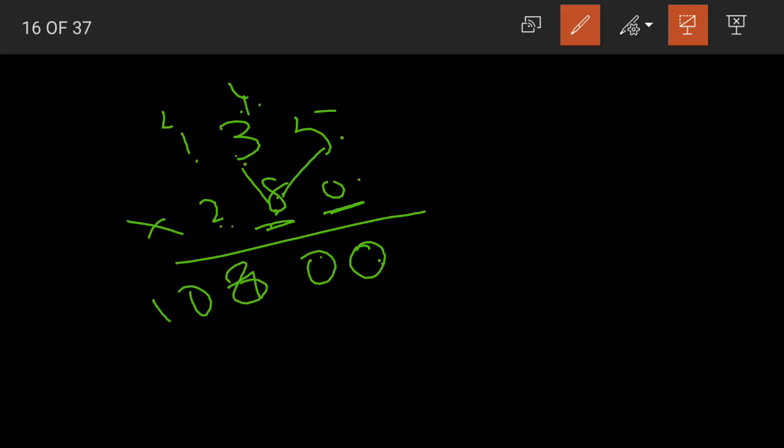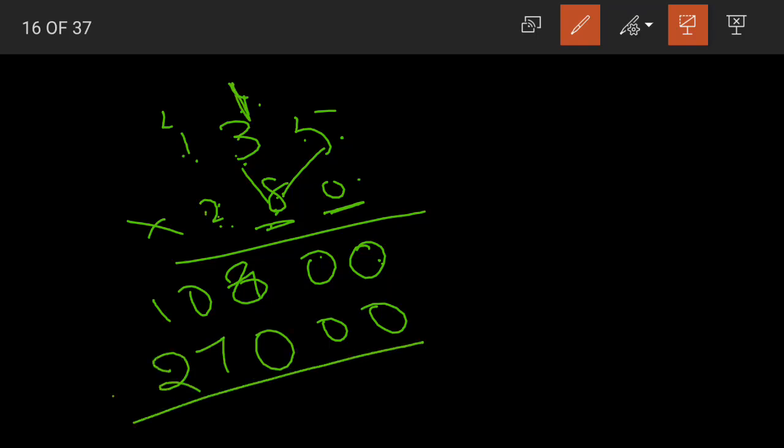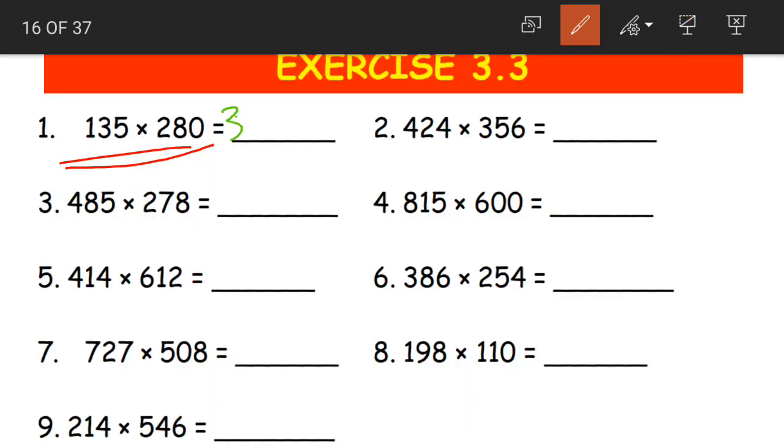Now next, multiplying with 2, but before that placing 2 zeros, 2 5s are 10, 1 carried, 2 3s are 6 plus 1 is 7, 2 1s are 2. I'm adding these, 0 0 8 7 3. 37,800 becomes our answer. Okay children.